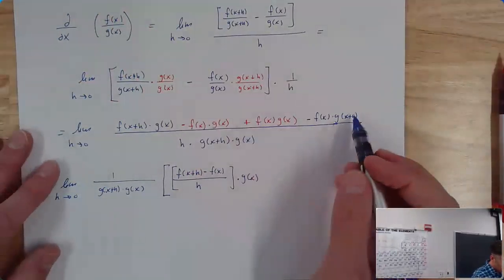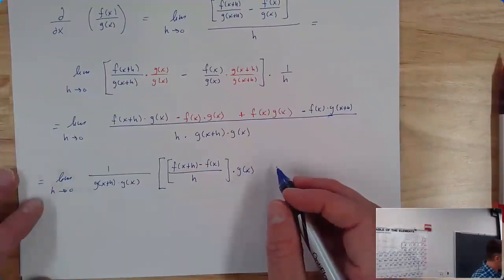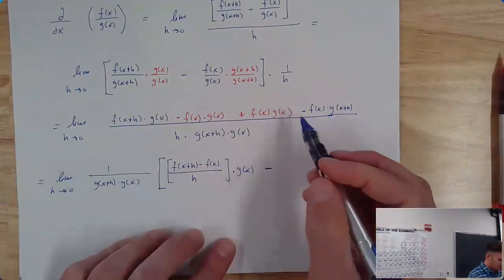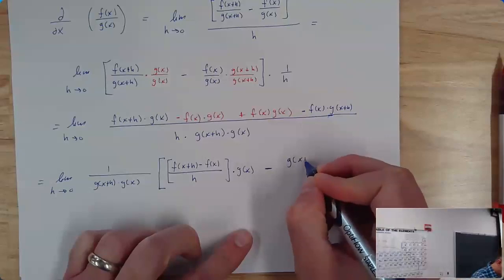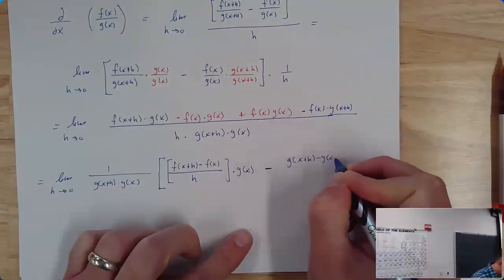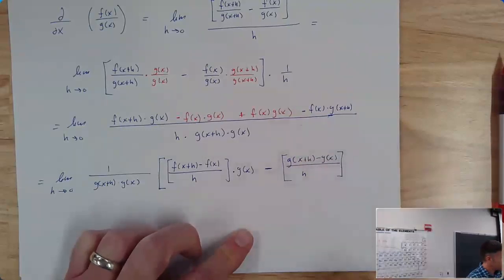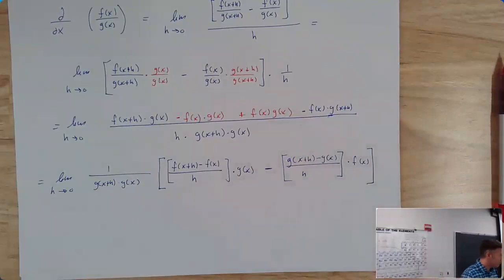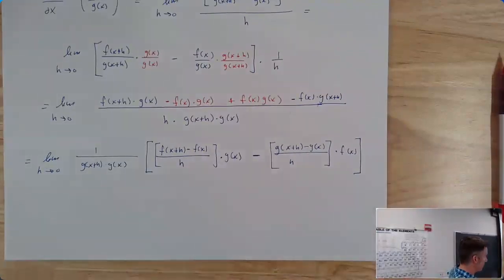And then over here, I'm going to do something extra special. I'm going to change the order of subtraction. So it's going to be minus, instead of g of x minus g of x plus h, I'm going to have g of x plus h minus g of x, times f of x. Is there anything I can explain in more detail here?